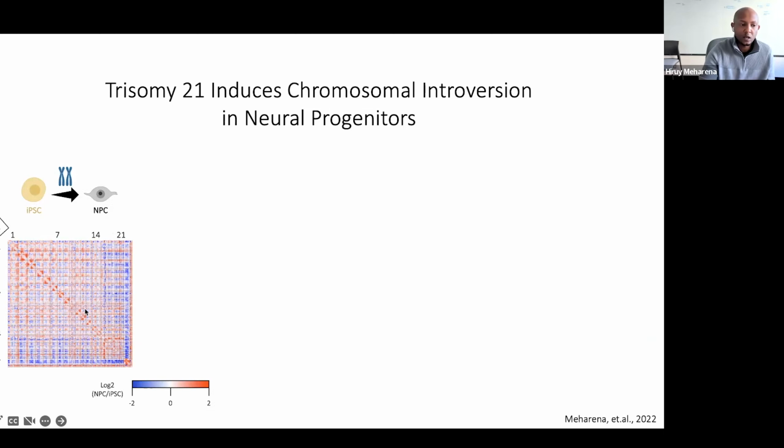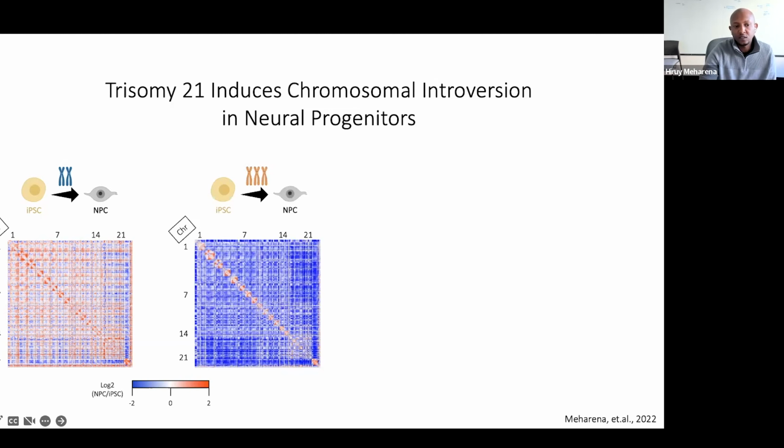And as you can see, there's this checkerboard sort of pattern where there's a reorganization occurring genome-wide. However, if we did a similar analysis looking at the cells derived from individuals with Down syndrome, what we observe is that there's a significant loss of the trans chromosomal interactions. So there's a significant reduction in interactions occurring in neuroprogenitor cells between the different chromosomes, and there's increased interaction with themselves.